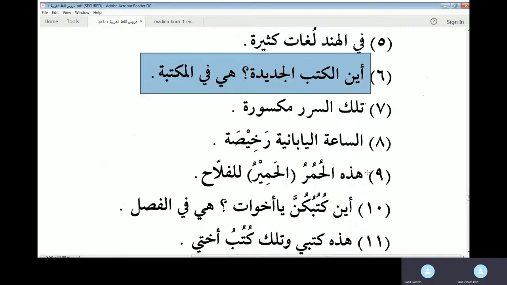Ainal kitabul jadidatu. Where is the new book? Ainal kutubul jadidatu. Where are the new books? Hiya fil maktabati. They are in the library.